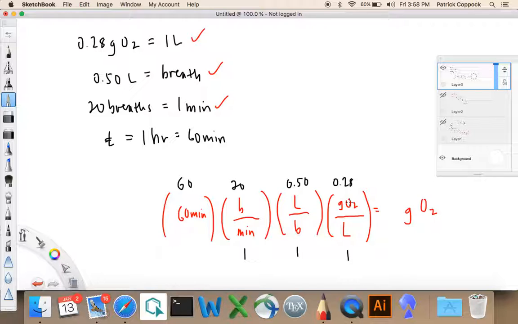60 times 20 times 0.5 times 0.28 equals, wow, that's a lot of oxygen. 1680 grams of oxygen per hour, right? Because that's in 1 minute, in 1 hour, it's that. So it's 1680 grams of oxygen. It's supposed to say this in 2 sig figs, so we're going to say 1700 grams of oxygen for every hour.